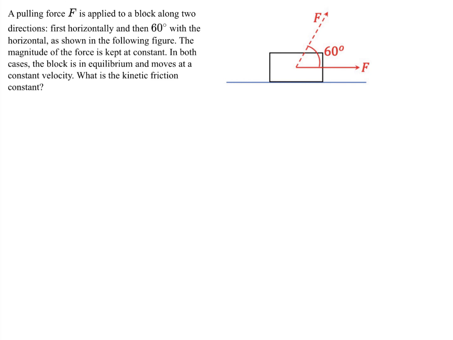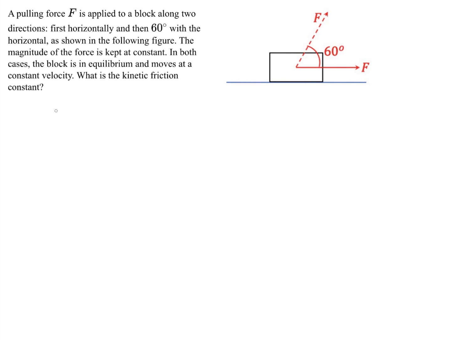A pulling force F is applied to a block along two directions. First horizontally, and then at 60 degrees with the horizontal, as shown in the following figure here. The magnitude of the force is kept constant. In both cases, the block is in equilibrium and moves at a constant velocity. What is the kinetic friction constant?